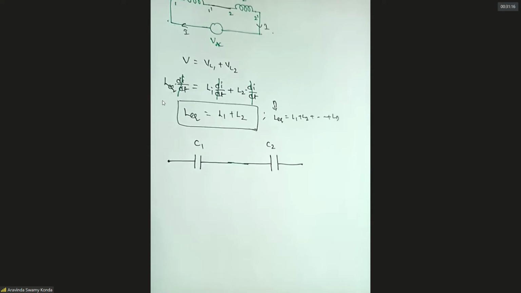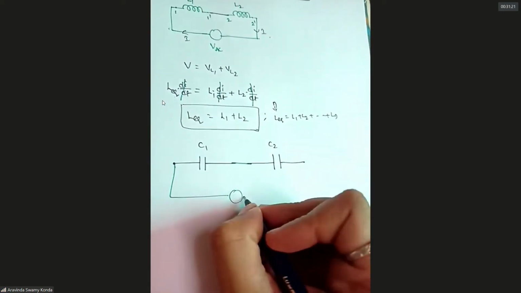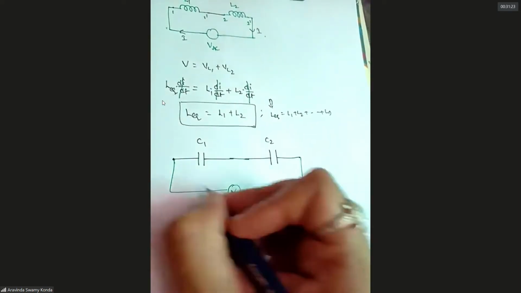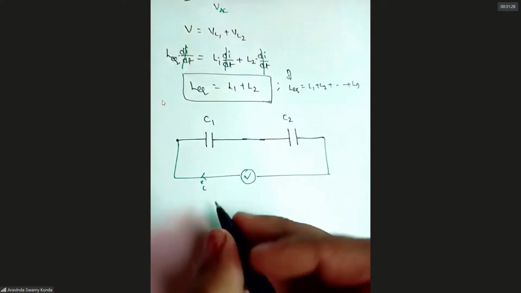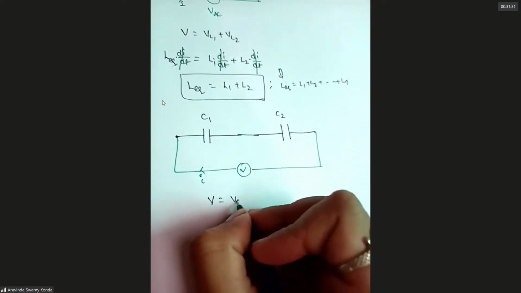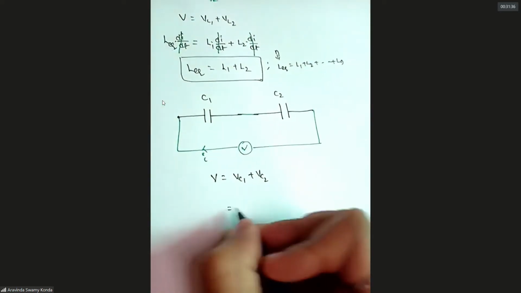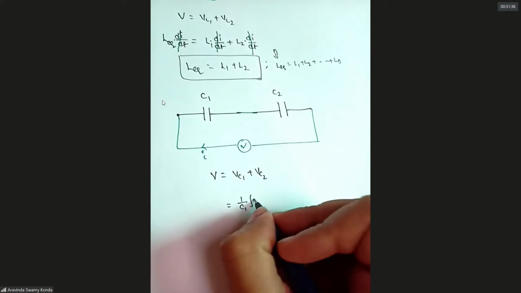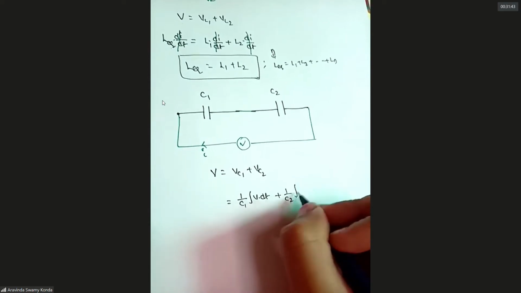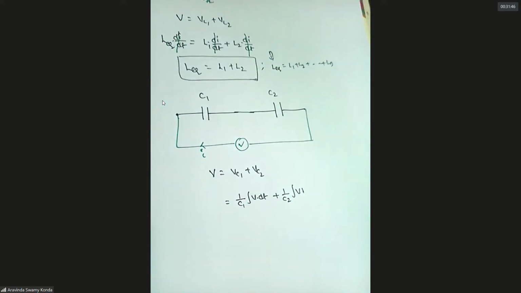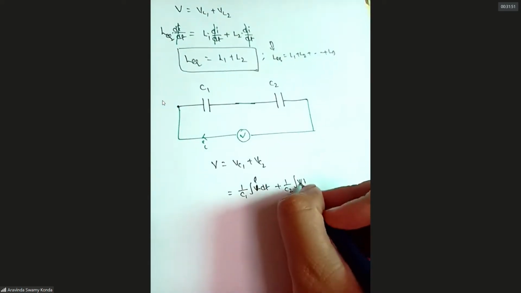So 2 capacitors are connected in series. I'm connecting some voltage, so the same current will flow. Then what is the total voltage? It is equal to VC1 plus VC2. So the total voltage is nothing but 1 by C1 into integral of I dt plus 1 by C2 into integral of I dt.